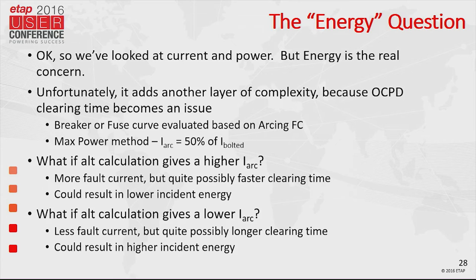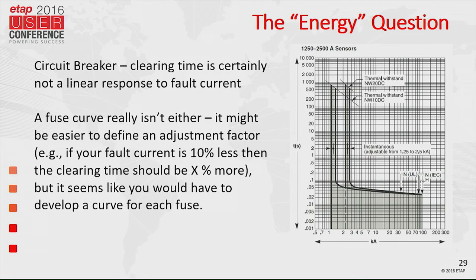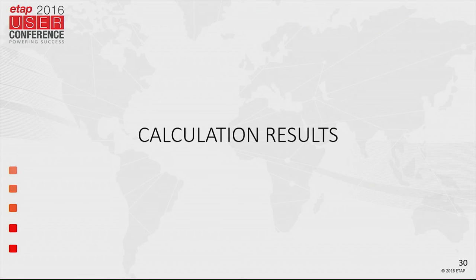That adds a whole other layer of complexity to all this, because now you add clearing time as a variable. And of course, that is not something that's easy to put into an equation. With a breaker, the clearing time is clearly not a linear function of anything. A fuse, maybe it's a little more well-behaved. You don't have the big discontinuity when you get below the instantaneous trip point, but it still makes it difficult when you start plugging energy into this. But we will look at that as part of the case study and then the test results.